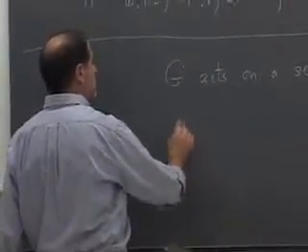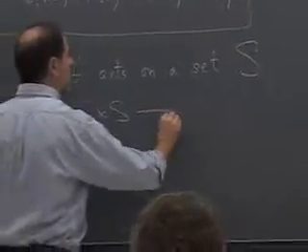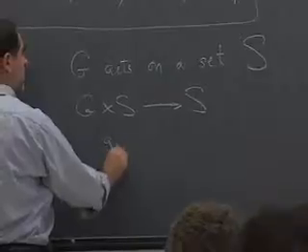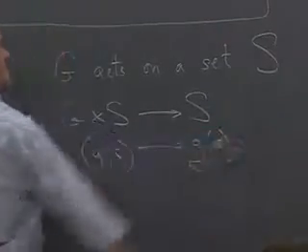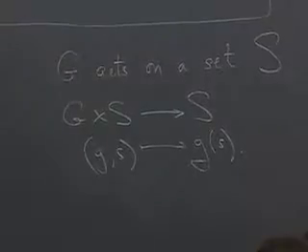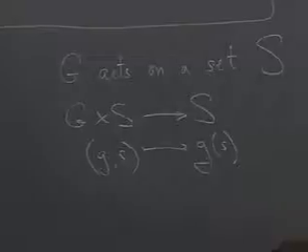So a group action on a set, remember, is a map that takes an element in a group and an element in the set to another element in the set, and which satisfies various axioms. The identity acts trivially on the set, and it has an associative action.